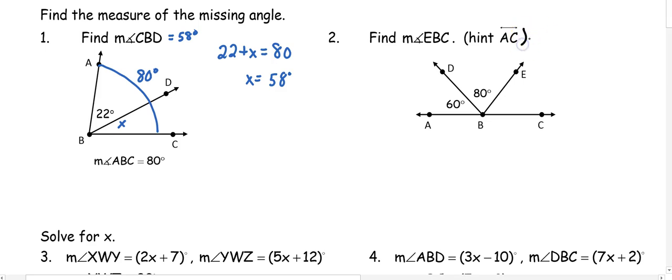Number two, find the measure of EBC. Hint, AC is a line. So we're looking for this angle that we're going to call x. Those three angles together are equal to 180 because it's forming a straight line. So we have 60 plus 80 plus x equals 180. Combine like terms, so 140 plus x equals 180. And subtract 140 from both sides, and we get x is 40 degrees.